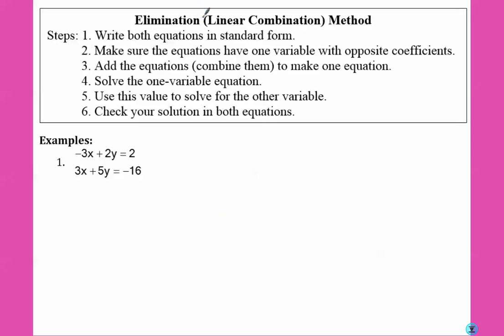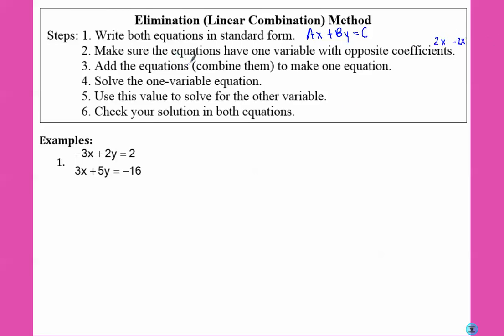So here are our steps for elimination, which is sometimes also called linear combination because we're going to be combining two linear equations. The first thing is we need to write both equations in standard form, which means ax plus by equals c. What's most important is that the x's are lined up, the y's are lined up, and our constants are lined up. Then we need to make sure the equations have one variable with opposite coefficients, something like 2x and negative 2x.